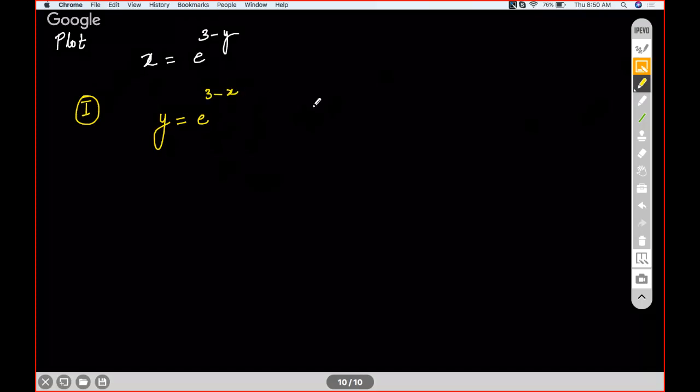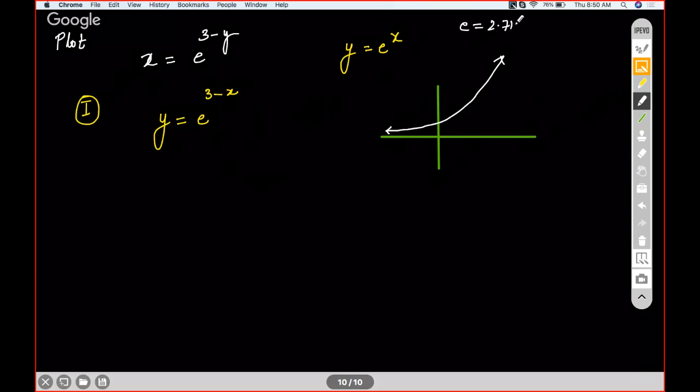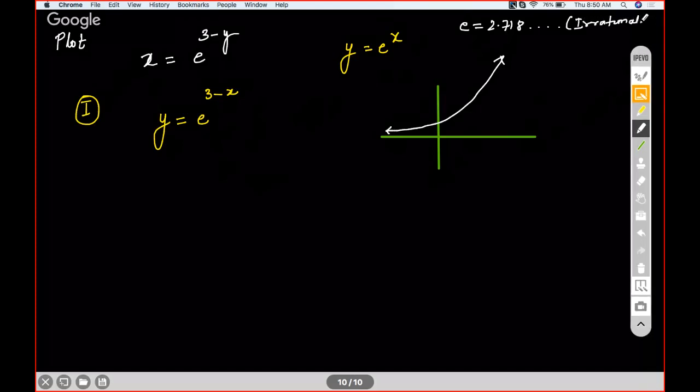Yeah. So for this, we have to start with y is equal to e to the power x. So the graph would look like this. Since e is greater than 1, e is actually 2.71828, an irrational number just like pi. So it's greater than 1, so it has to be of this shape. Now, what do you want to do next?